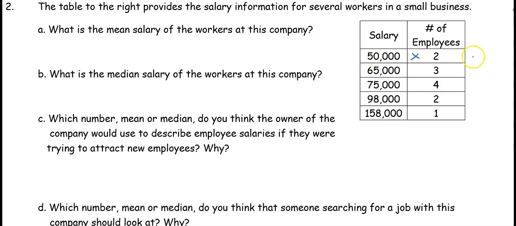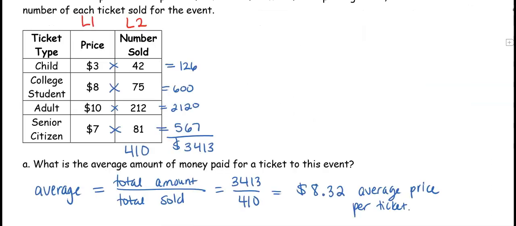So 50,000 times 2, this is representing 100,000. Multiply by 3, multiply by 4, multiply by 2, multiply by 1, and you get a total down here. You would want to review back to the day 3 notes. So let's see, day 3, right here. Actually, went right to it.